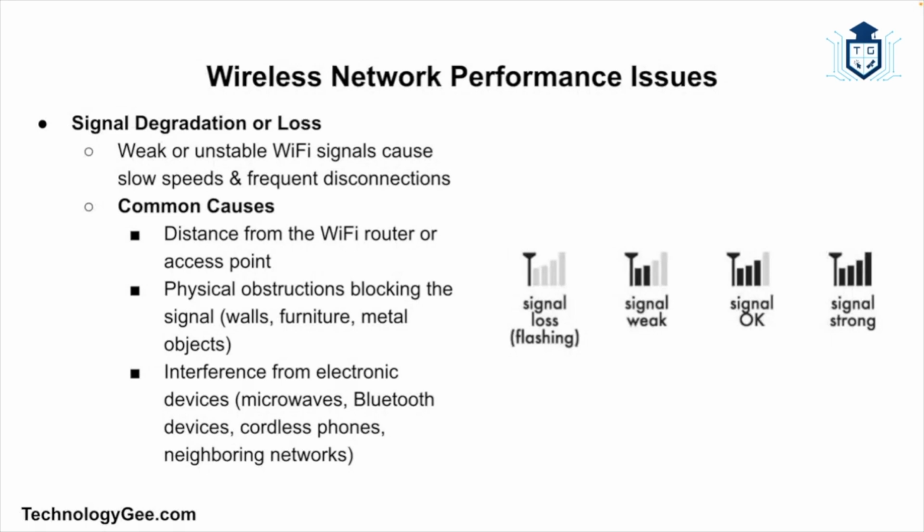So, weak or unstable Wi-Fi signals can cause slow speeds and frequent disconnections. The common causes are as follows. It could be the distance from the Wi-Fi router or access point. It could be physical obstructions like walls, furniture, or metal objects. Or it could be interference from electronic devices like microwaves and Bluetooth devices.